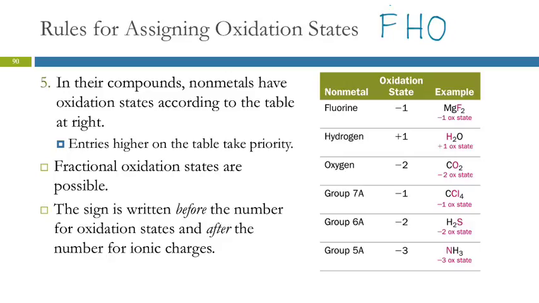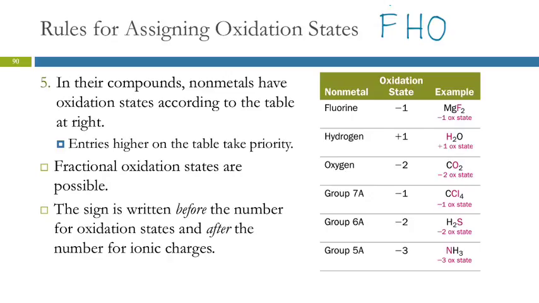Can you have fractional charges on an ion? Nope, not possible. You either have lost 1 electron or 2 electrons. You can't lose 1.5 electrons. Oxidation states are imaginary, so we can have half of an imaginary oxidation state. And then as convention, to help us be less confused, I think that's the purpose, we write the sign before the number for oxidation states, after the number for ionic charges.